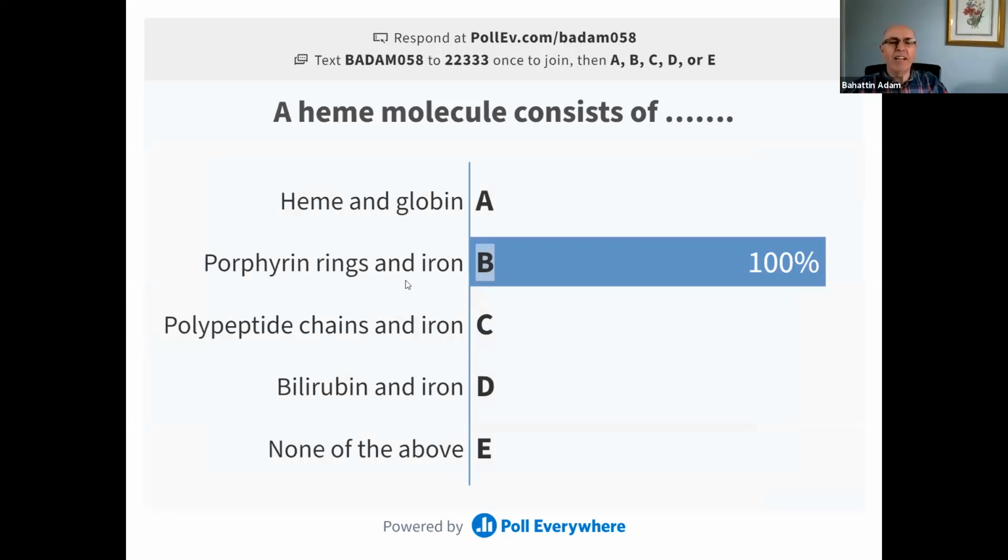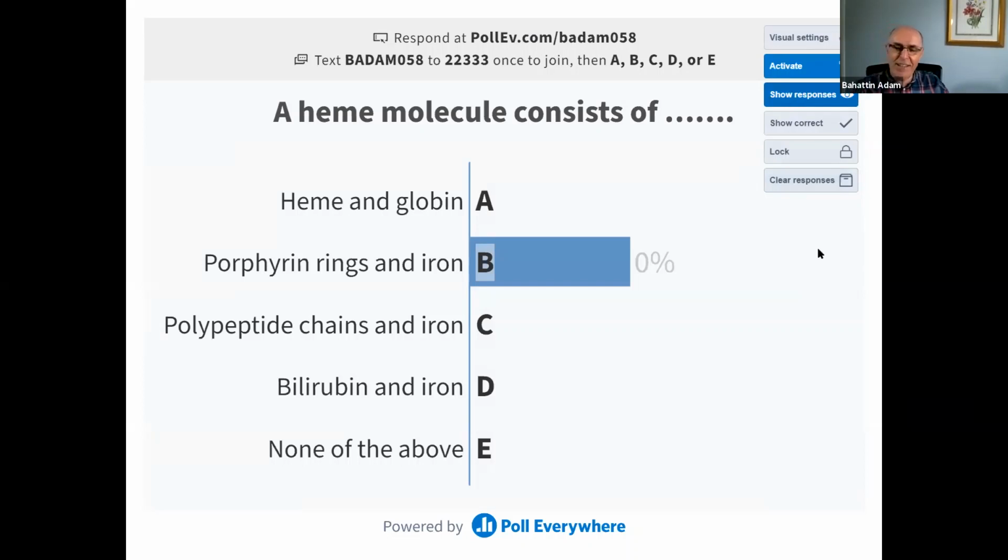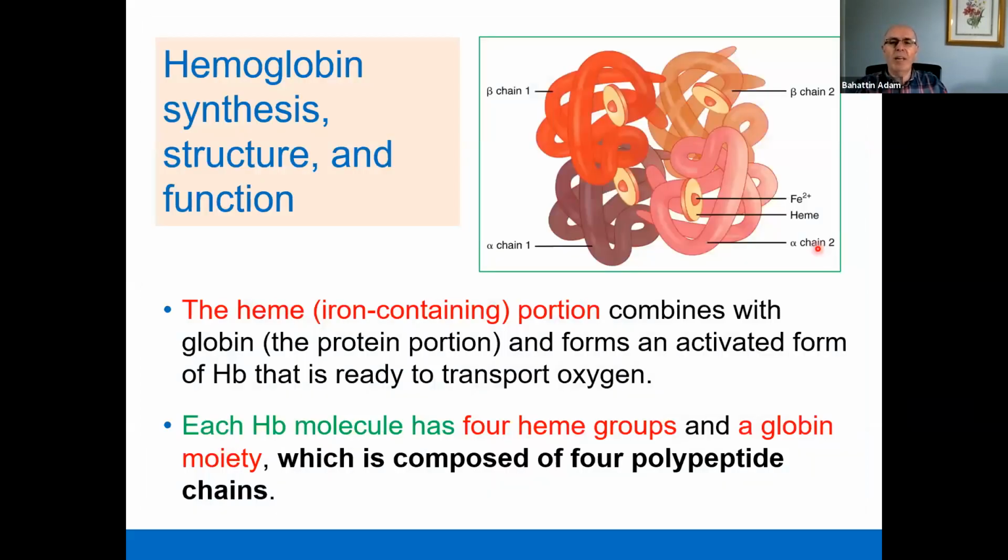Okay, porphyrin rings and iron is the correct answer. You have to know the structure of the hemoglobin, the function of it, and the structure of erythrocytes. This is your duty. Now I am going to send them again and again. And now we still continue with the hemoglobin synthesis, structure, and function.